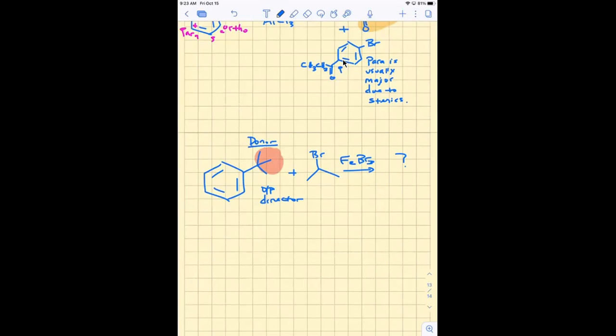Would you include the Br in the product? No. Remember, your electrophile is going to get activated. That's going to actually become a carbocation that the ring attacks, if you recall from the mechanism. So the bromine is not involved in the product, right? There's no bromine. Okay.